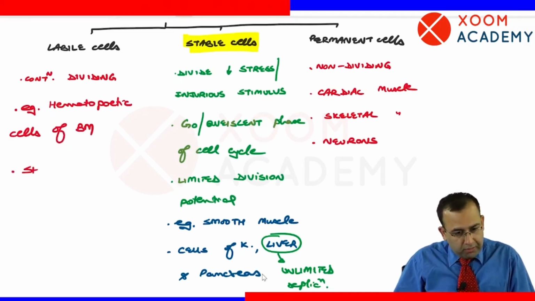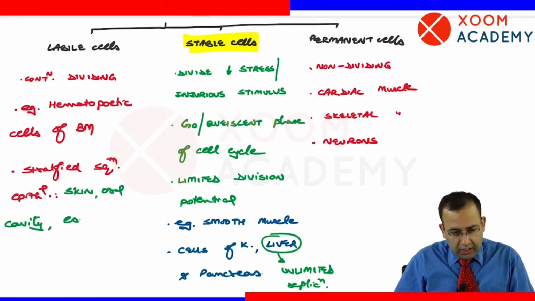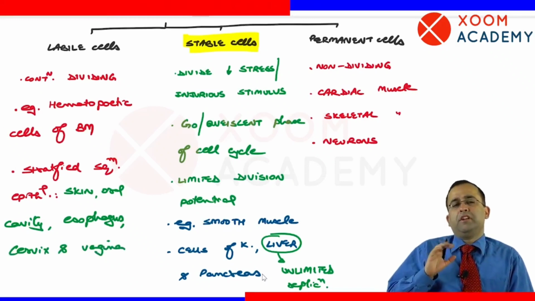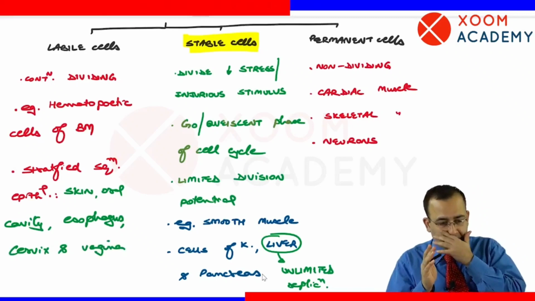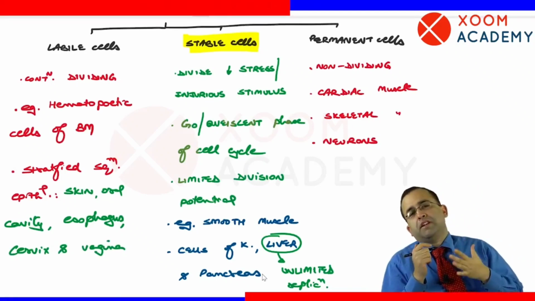Next is all the epithelium, that is stratified squamous epithelium. कहाँ present है? Which is present in skin, oral cavity, esophagus, cervix and vagina. Stratified squamous epithelium, which is present in skin, oral cavity, esophagus, cervix and vagina.